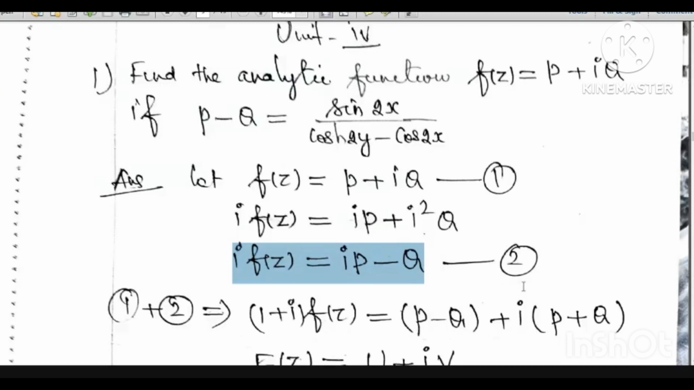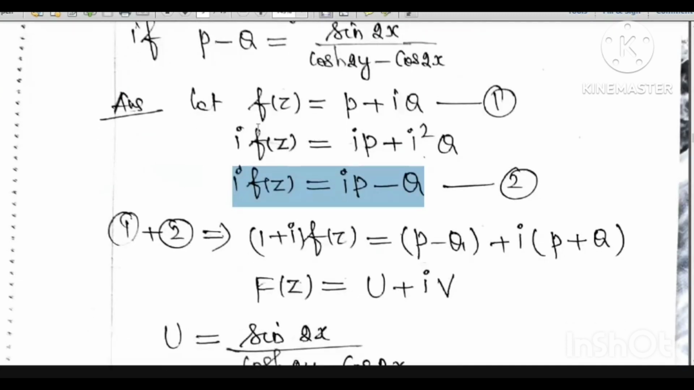So take equation number 1 and equation number 2. These two you have to add. If you are adding, left hand side is f of z plus i into f of z, which is 1 plus i into f of z, which is equal to, right hand side, the real part you have to add, imaginary part you have to add. So p minus q is the real part, plus i into p plus q. I am taking 1 plus i into small f of z as capital F of z. P minus q, I am taking as capital U. P plus q, I am taking as capital V.